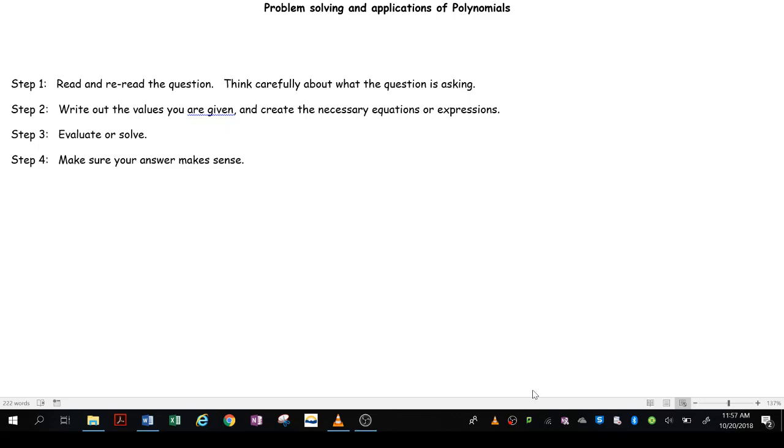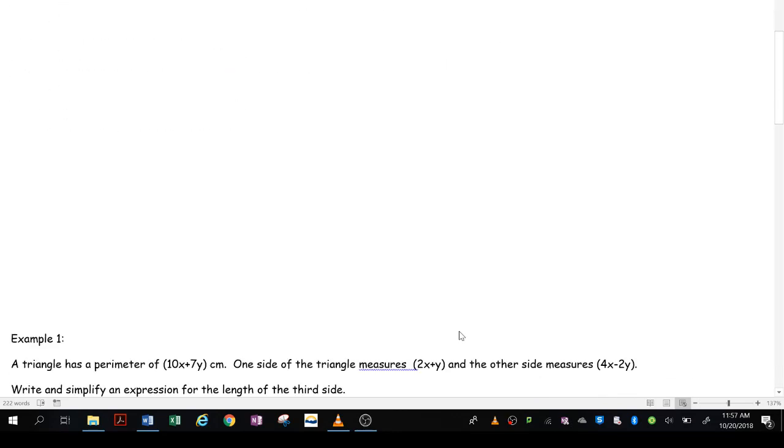Try and create the necessary equations or expressions and try organizing your information in a systematic step-by-step fashion. That will help you get to the point where you have to evaluate or solve that problem. Answer what is being asked of you. And then the very last step, of course, is to make sure that your answer makes sense in terms of the question. So let's take a look at a couple examples of problem solving or applications in polynomials.